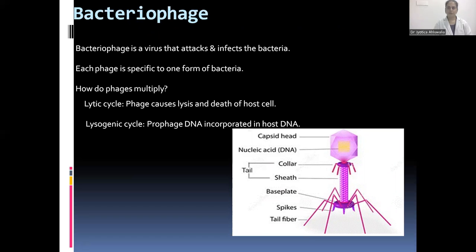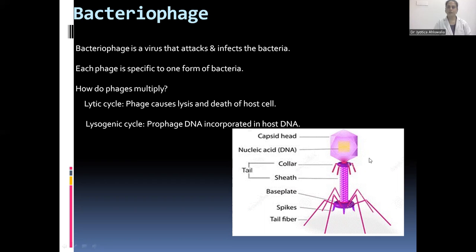What is a bacteriophage? A bacteriophage is a virus that attacks and infects the bacteria. Each phage is specific to one form of bacteria. How do phages multiply? They can multiply by the lytic cycle or lysogenic cycle. In the lytic cycle, the phage causes lysis and death of the host cell, while in the lysogenic cycle, a prophage DNA gets incorporated in the host cell.